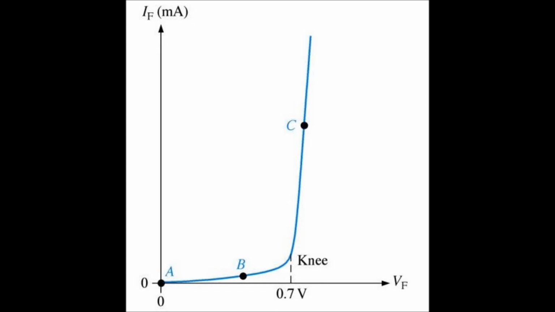The graph shows the forward voltage increasing to the right along the x-axis and the forward current increasing upward along the y-axis. After 0.7 volt, the voltage will remain at 0.7 volt, but the forward current will increase rapidly. Hence, the normal operation for a forward bias diode is above the knee of the curve.